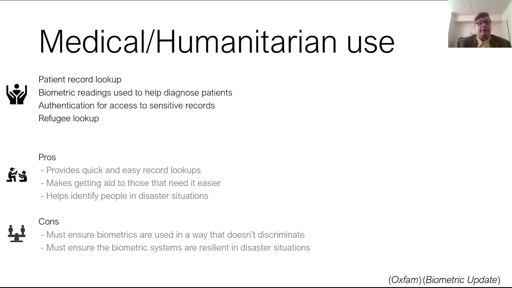Lastly, in the medical and humanitarian sectors, biometrics have plenty of uses. They're used to look up patient records, help diagnose patients, provide authentication to access sensitive records, and provide a method for identifying refugees. The pros are pretty obvious. It helps medical and humanitarian workers work much quicker, and it makes their life easier, and helps to identify people in disaster situations where it's difficult to typically identify someone. However, we must ensure that biometrics aren't used in a way that discriminates against people, and we must ensure that biometric systems are resilient in these disaster situations.